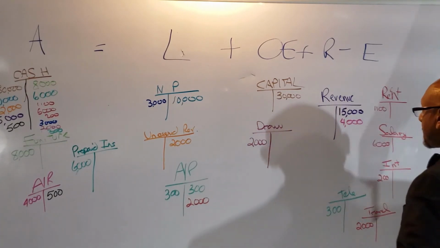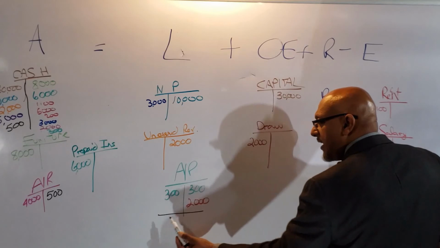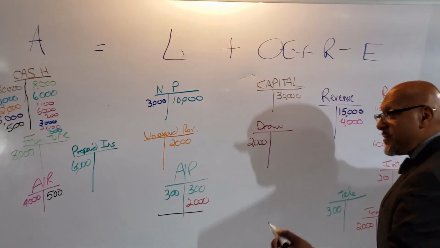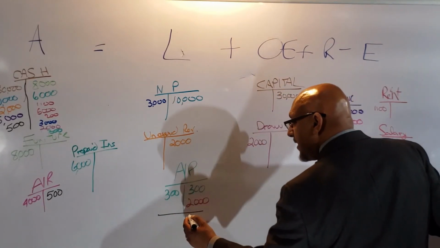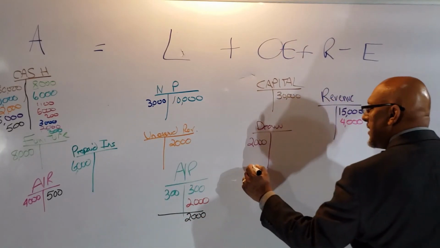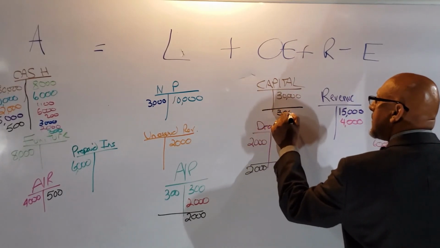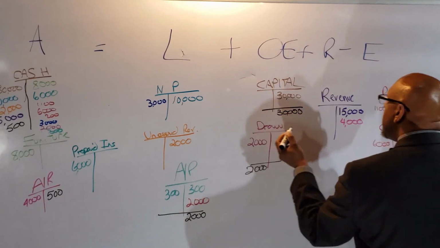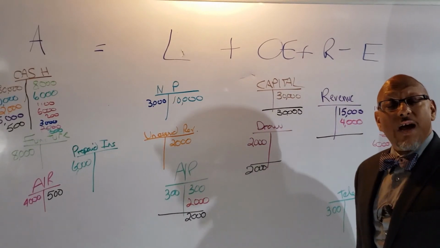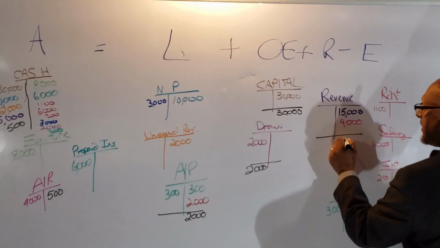For instance, when we look at AP, we have 300 on the left, we have 2,300 on the right. 2,300 minus 300 leaves 2,000. The 2,000's on the credit side, so this one ends up with a credit balance of 2,000. The drawing, easy, 2,000. Capital, easy, 30,000. Revenue, there's no debit because we never, ever debit revenue. So 15 plus 4, that's 19,000.